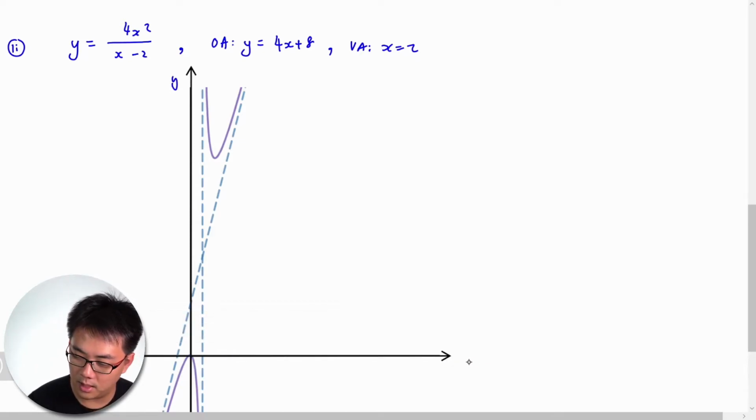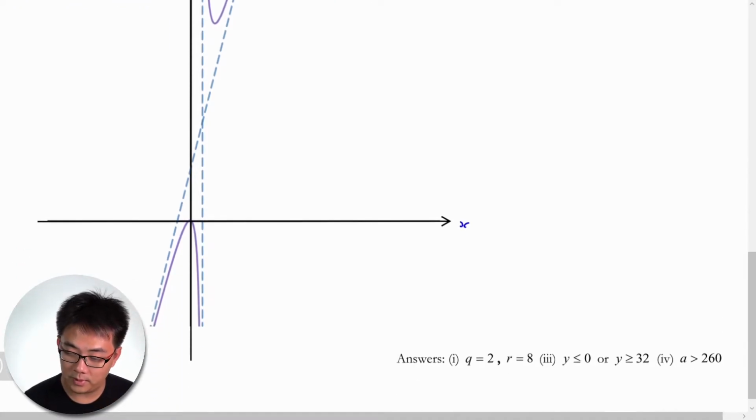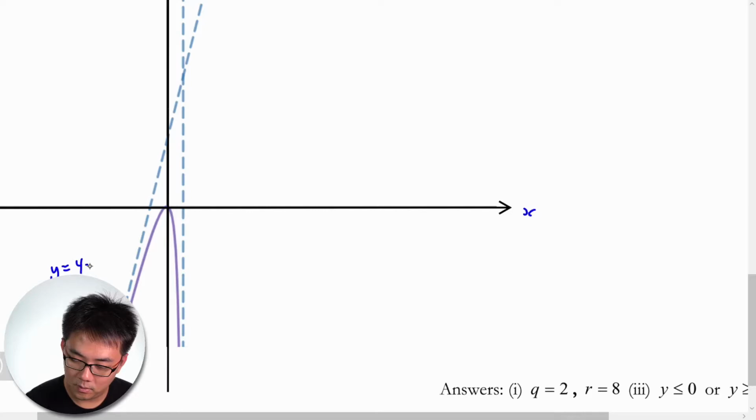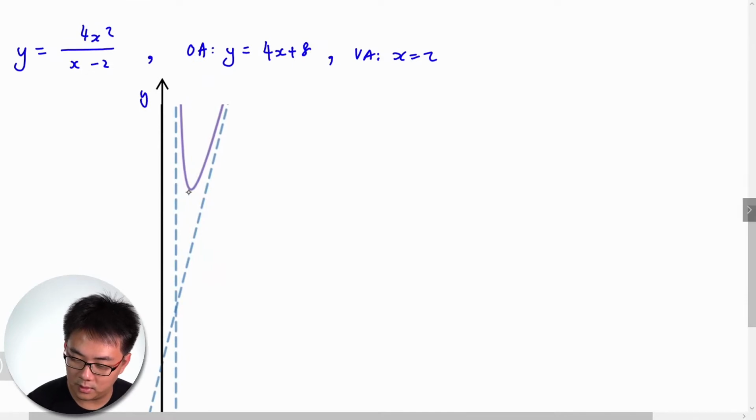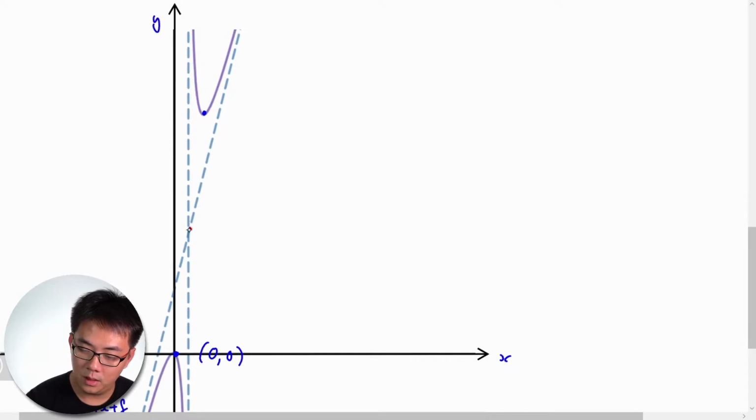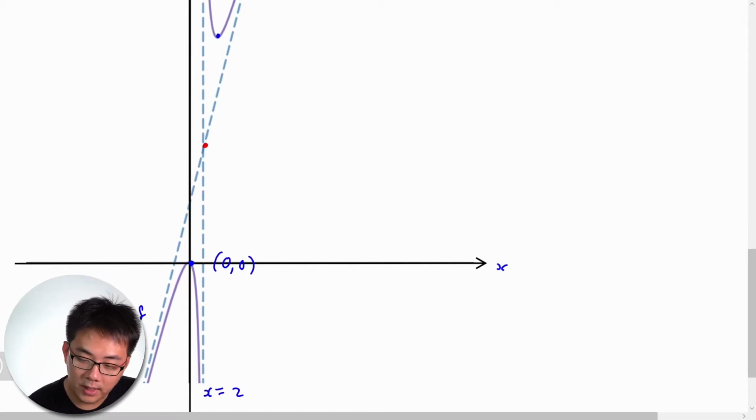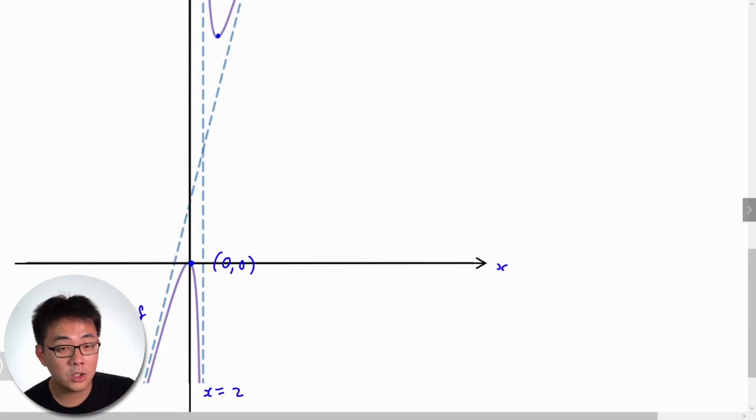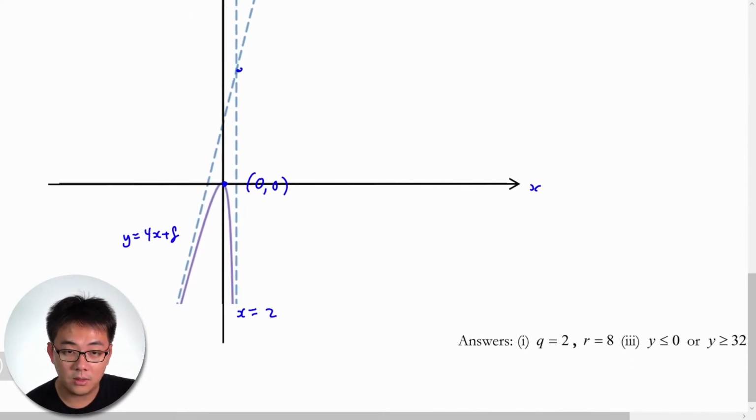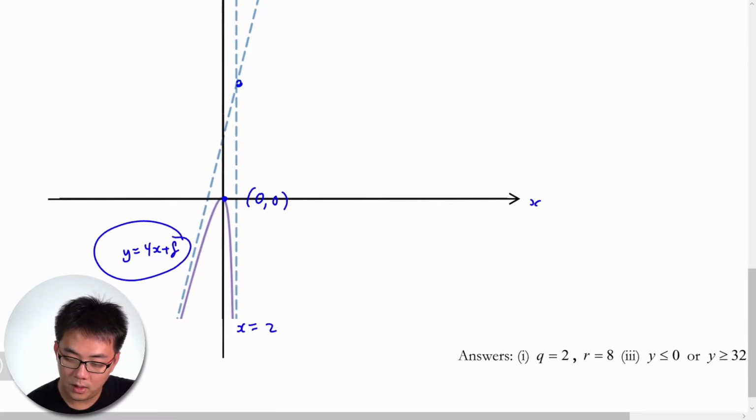So y, and this is x. This is y equals 4x plus 8. This is x equals minus 2. X equals 2. And then you have this is your main point that you need to look for. Now this point is important. Very likely a lot of times they will actually test this point here. So it's good if you could just label the intersection of the asymptotes, which is actually just x equals 2. So you sub 2 inside here, you get a y value.